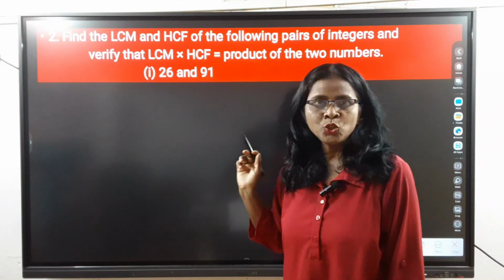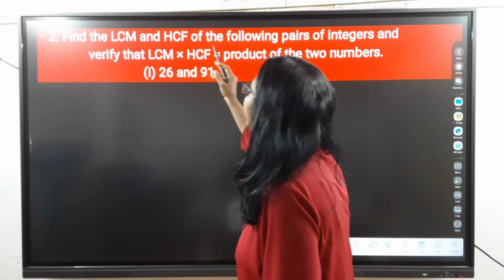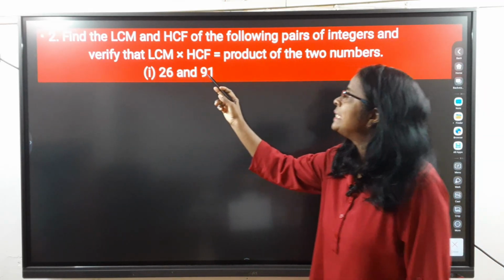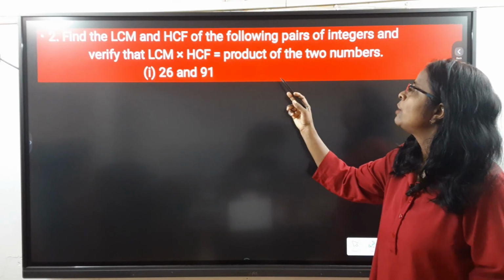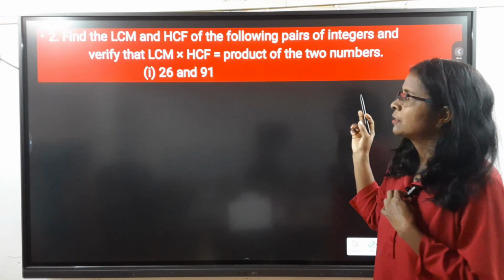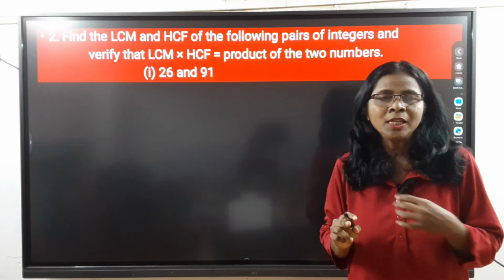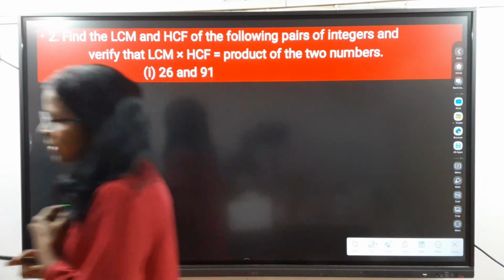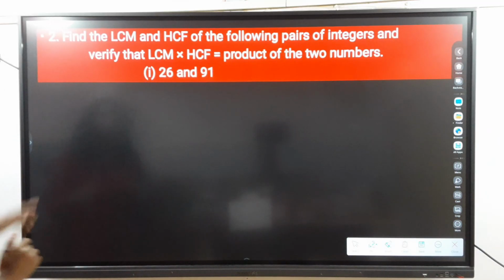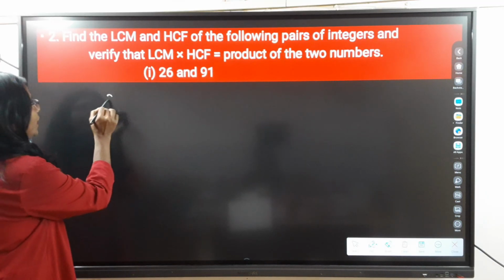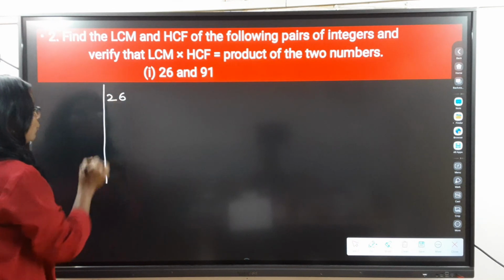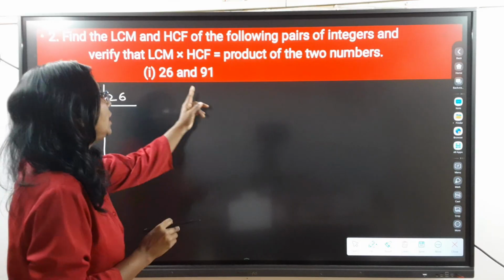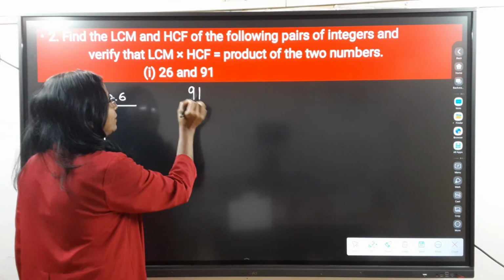Let us see the second question, students. Find the LCM and HCF of the following pairs of integers and verify that LCM multiplied by HCF is equal to the product of the two numbers. The first example is 26 and 91. Let us solve this example, students. First we find the factors of each number, 26 and 91.